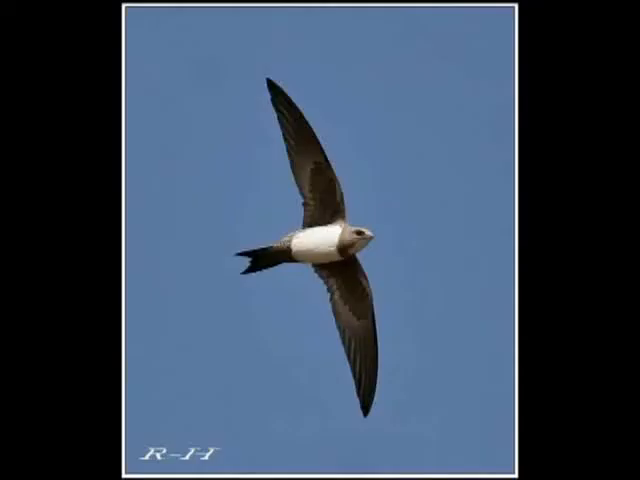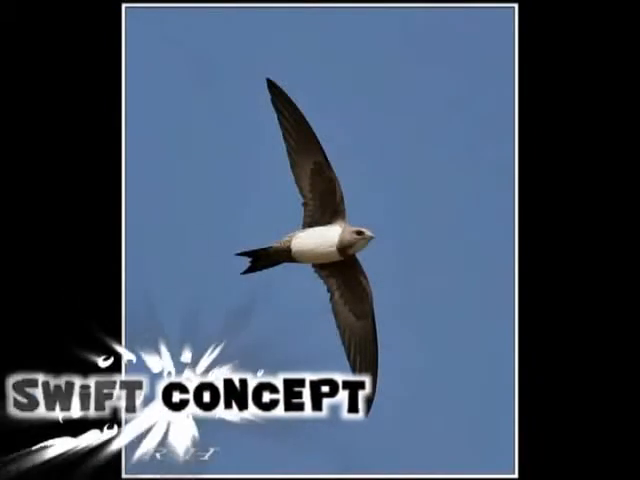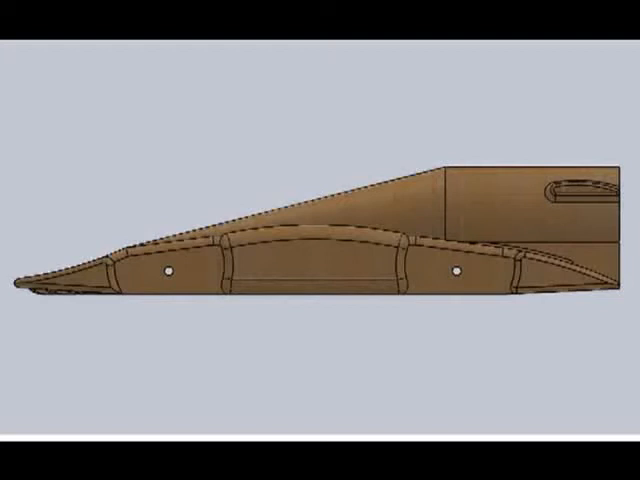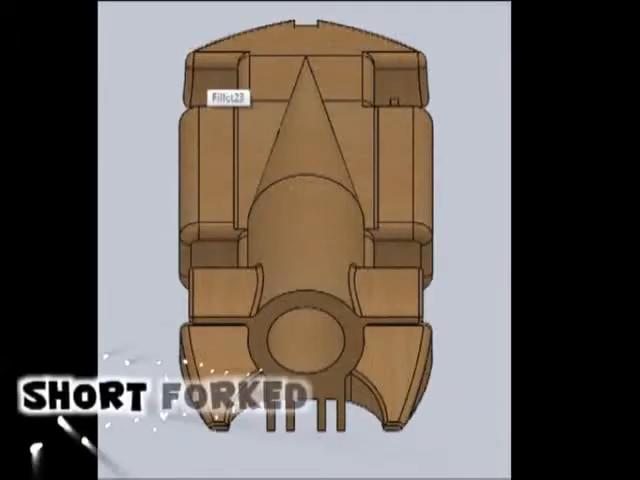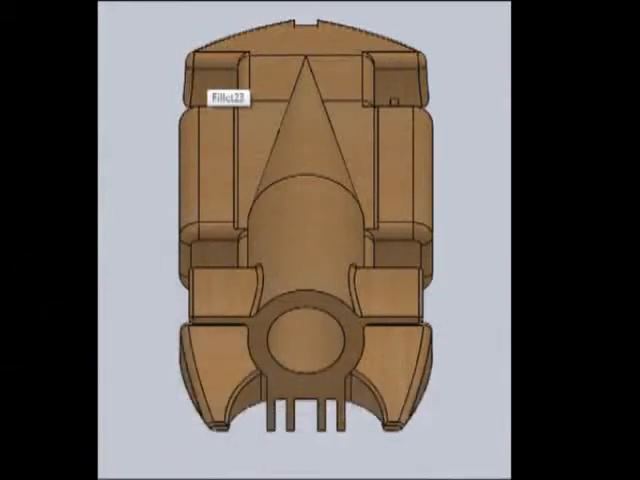Our car design was inspired by the shape of the Swift. The Swift has a streamlined body and a short forked tail, which we use in our car design. Streamlined shapes produce less drag than non-streamlined shapes. By using Reynolds number, we can see that the streamlined shape produces less drag compared to other designs. Other than that, the short forked tail of the Swift produces a powerful forward force with less drag and turbulence. We apply this concept at the back of our car.